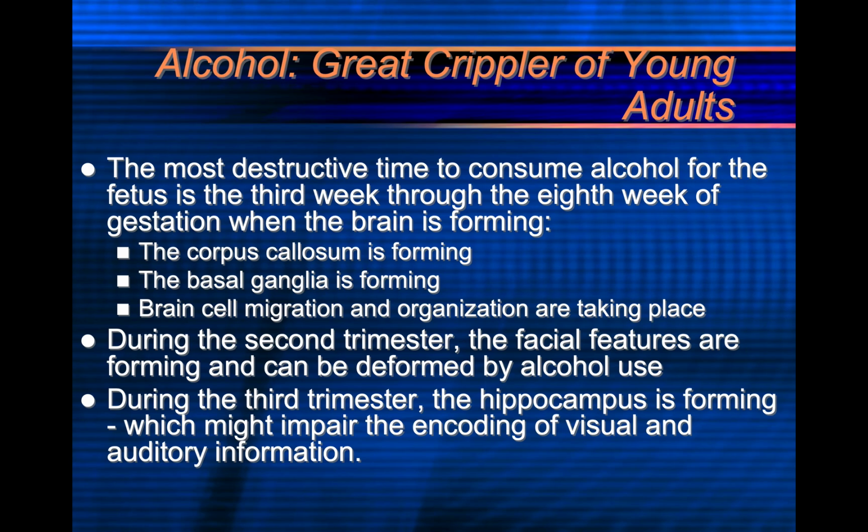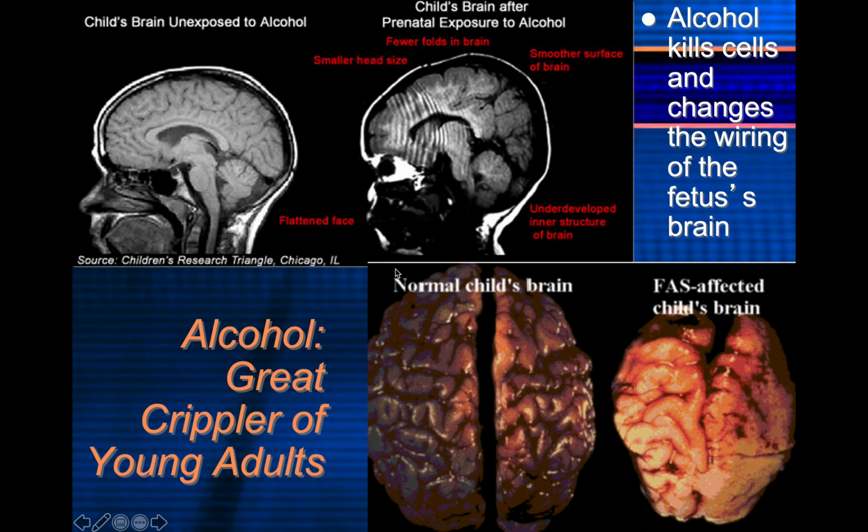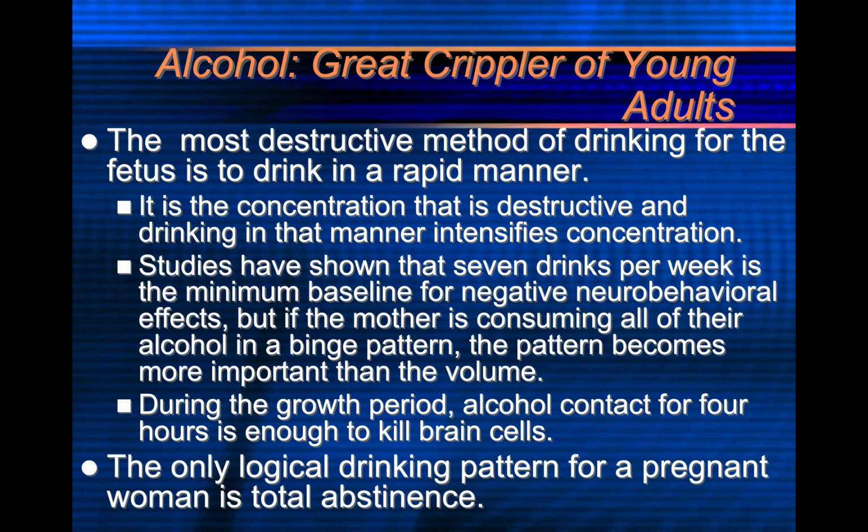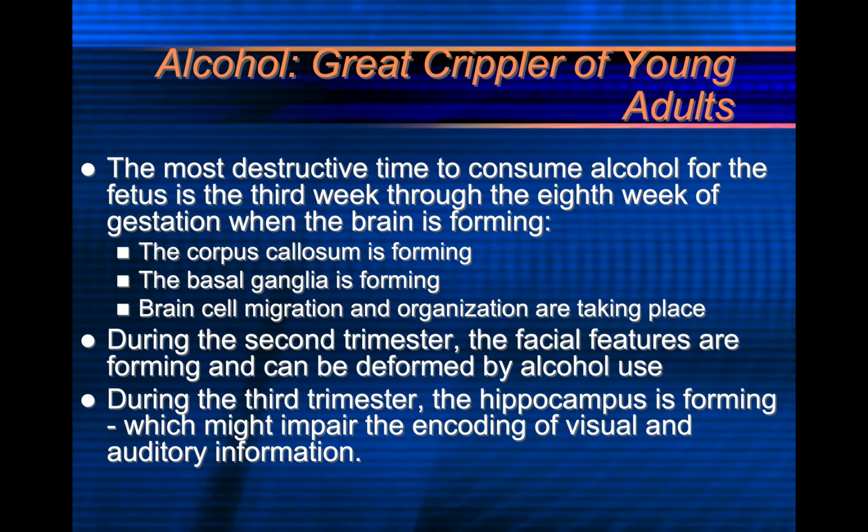The most destructive time to consume alcohol for the fetus is the 3rd week through the 8th week of gestation, when the brain is forming. The corpus callosum is forming, the basal ganglia is forming, the brain cell migration and organization are taking place, and that's one of the reasons why their brains look like this. During the 2nd trimester, the facial features are forming and can be deformed by alcohol use. During the 3rd trimester, the hippocampus is forming, which might impair the encoding of visual and auditory information.